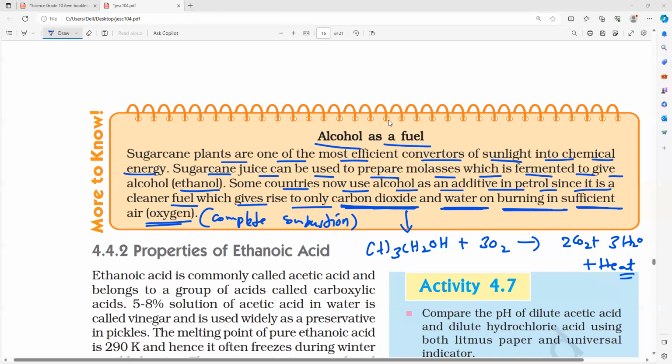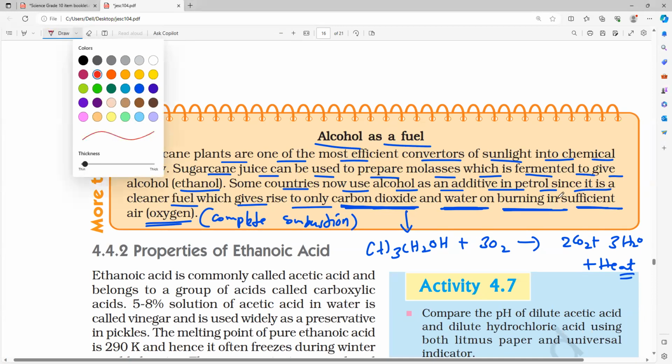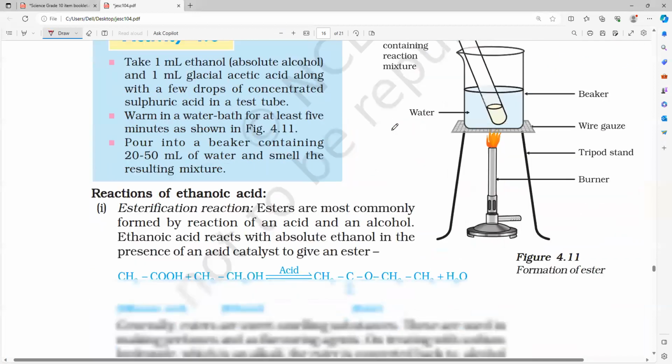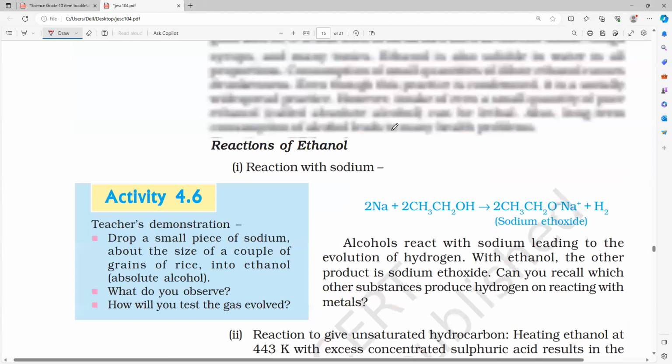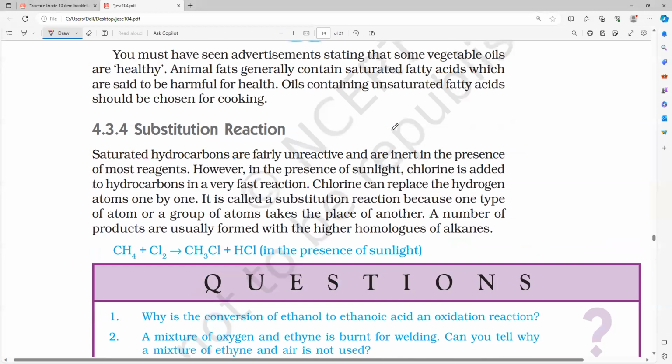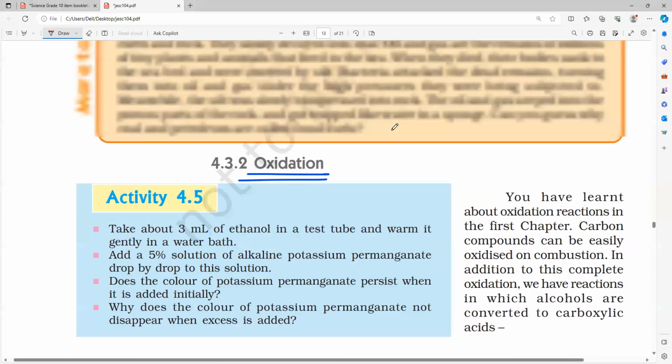Which page number, Hari? Yes, I think it is there, I remember, Hari. It is in the combustion section. Am I right? The combustion reaction is given.